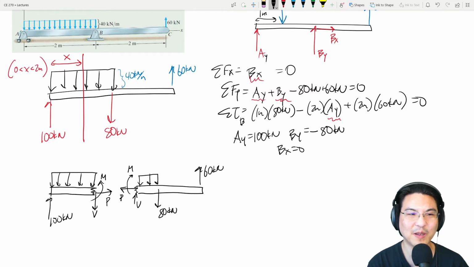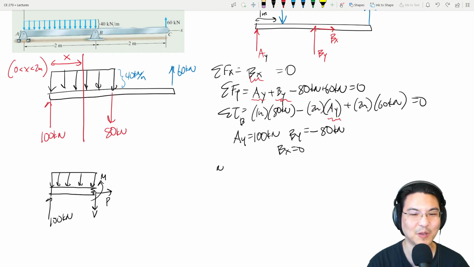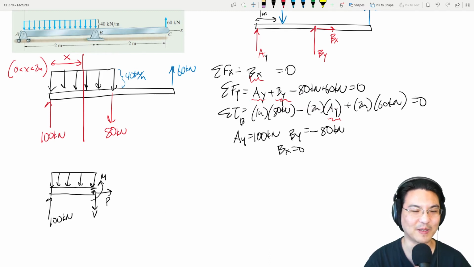Right, so anywhere we cut it between 0 and 2 meters, the left section will look like this, the right section will look like this. Which section would you like to analyze? I feel like this one is a little less complicated, so I'm just going to get rid of this one. We don't need to analyze both, right? You're going to get the same answer either way, so just pick the easier one.